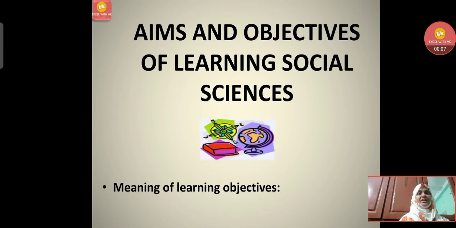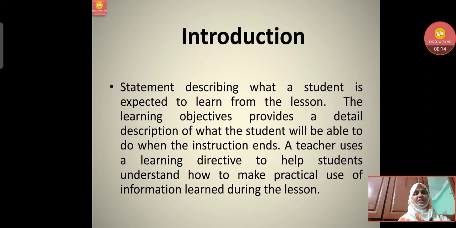Aims and objectives of learning social sciences, today's topic, and the subtopic is meaning of learning objectives. Introduction: a statement describing what a student is expected to learn from the lesson. That means we write the statements in the lesson plan that if we follow these objectives, what are we going to achieve from the students.